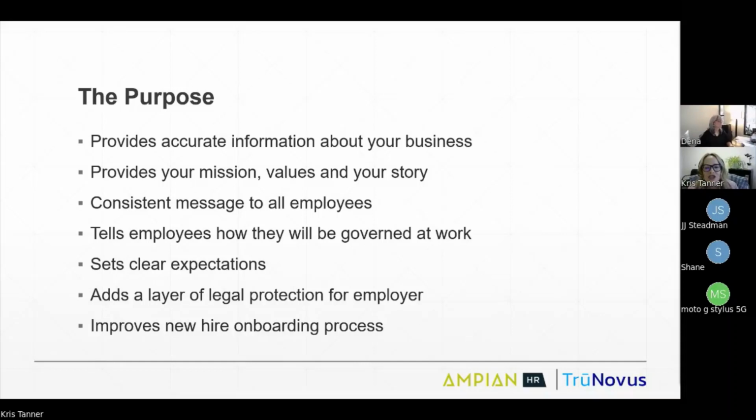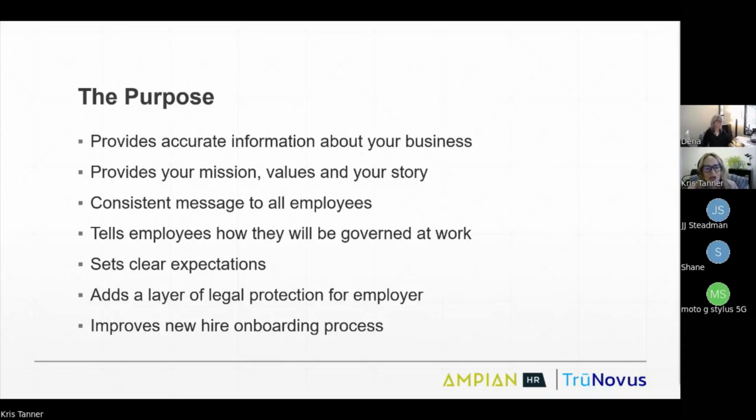Your handbook helps employees to understand how they'll be governed at work. What's going to get me in trouble? What am I okay with? It also sets clear expectations for you. So if you have a policy in a handbook and the employee asks a question about that policy, it's great for you to be able to answer it, but you can also refer them to that policy to see it in writing. We talked already about that extra layer of legal protection. It's nice when you can provide a policy and a policy acknowledgement related to any issue that may come up.